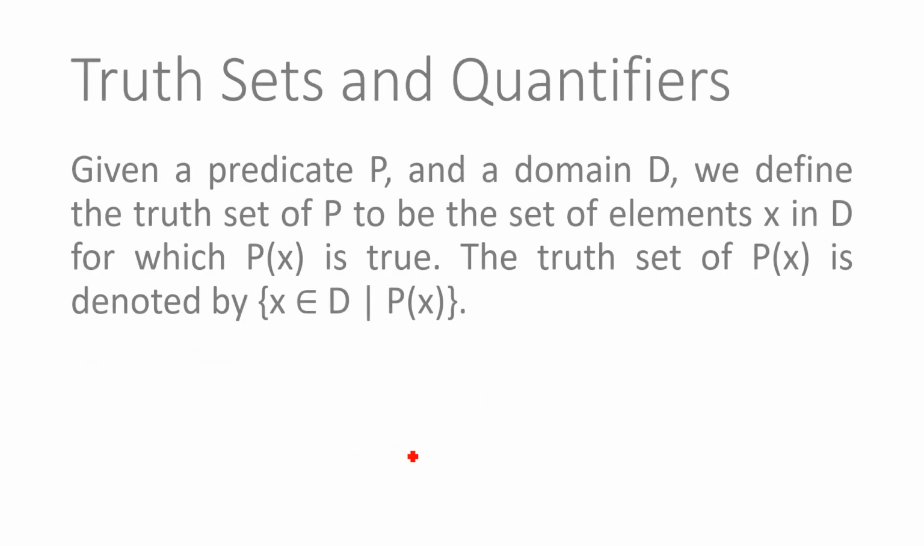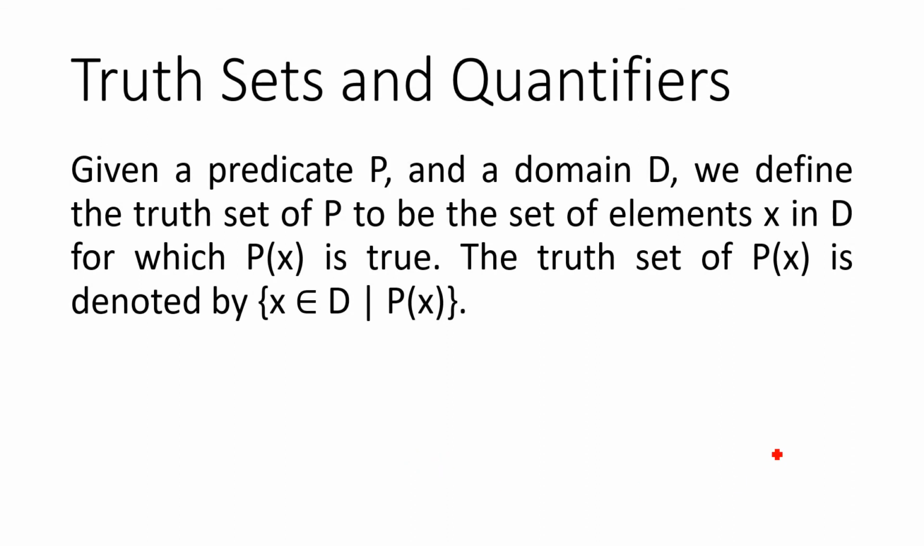So let's have truth sets and quantifiers. We will now tie together the concepts from set theory and predicate logic. Given a predicate P and a domain D, we define the truth set of P to be the set of elements x in D for which P of x is true. The truth set of P of x is denoted by the set of x elements of D such that P of x.